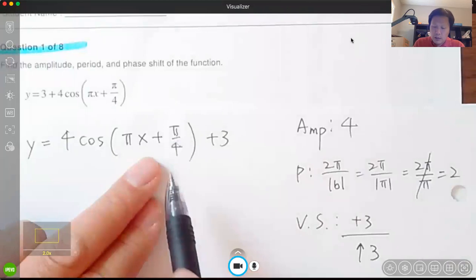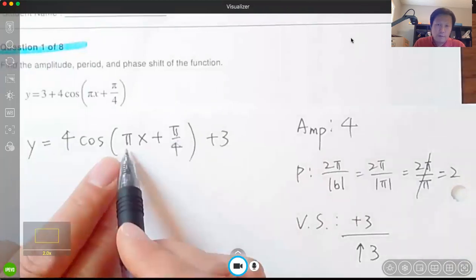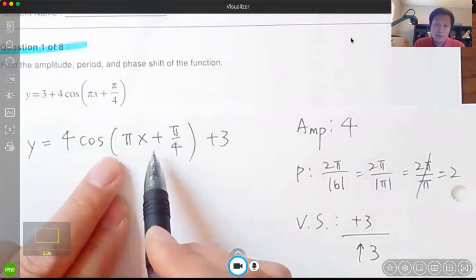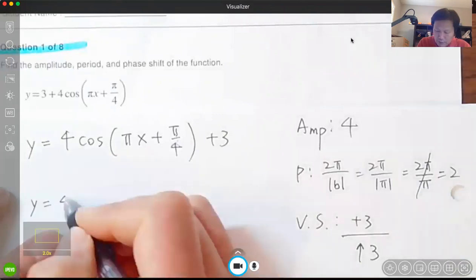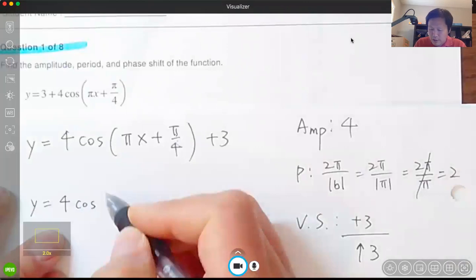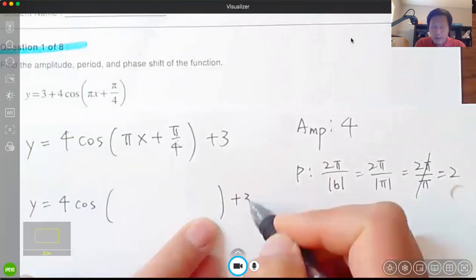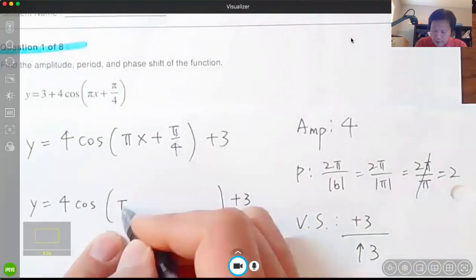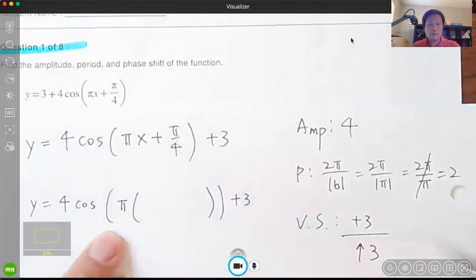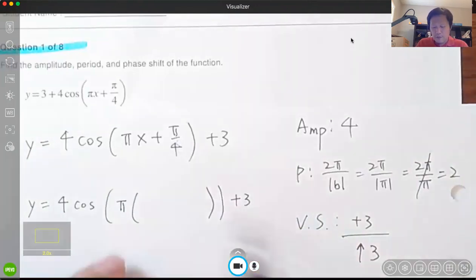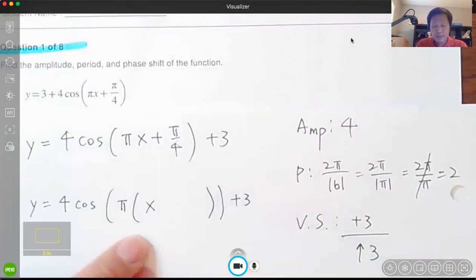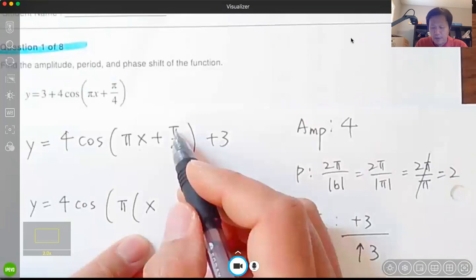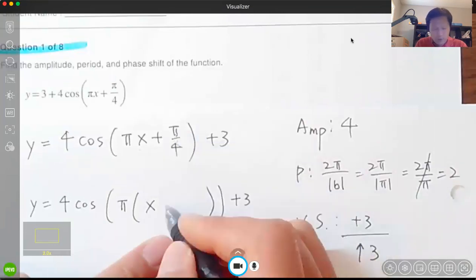Why not? Because x has a coefficient of pi. X has to have a coefficient of 1. What do you do? You have to factor pi out from here and here. You need a double parenthesis there. If you factor pi out from pi x, it's going to be x. If you factor pi out from pi over 4, it will be 1/4.